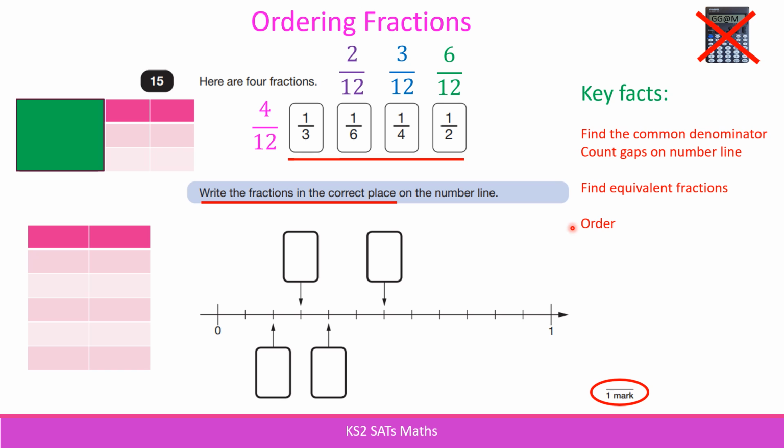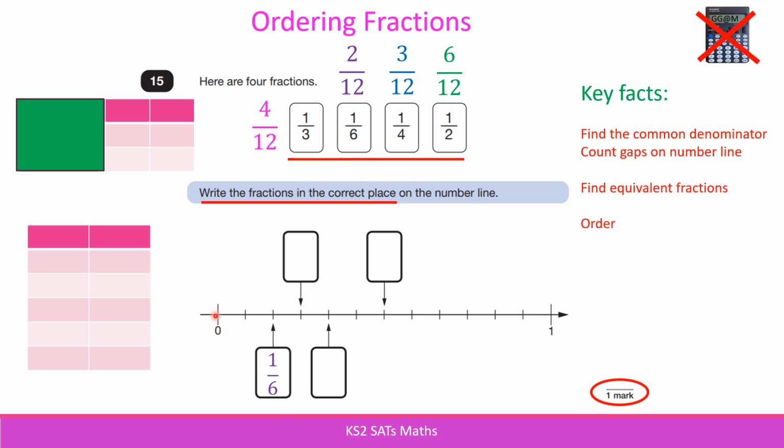Next, I need to order these numbers. So I'm looking for the smallest numerator, which is the number at the top, to be the smallest. So my smallest numerator is the number 2. So 2 out of 12. You can see on the diagram it's 2 sections across. So 2 over 12 is equivalent to 1/6. So in the box down here, you need to write 1/6.